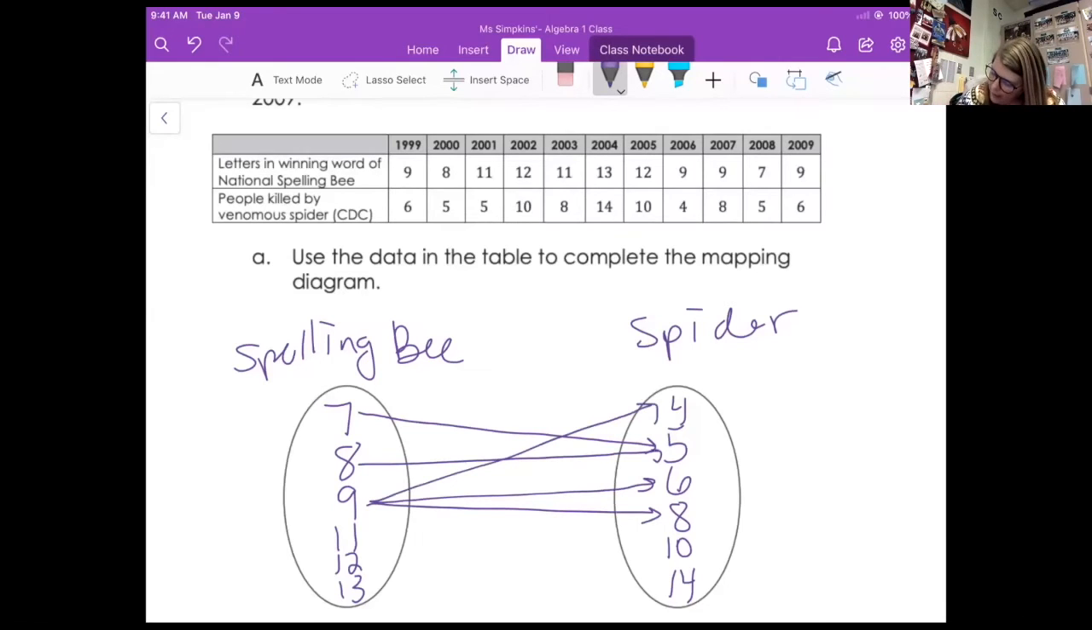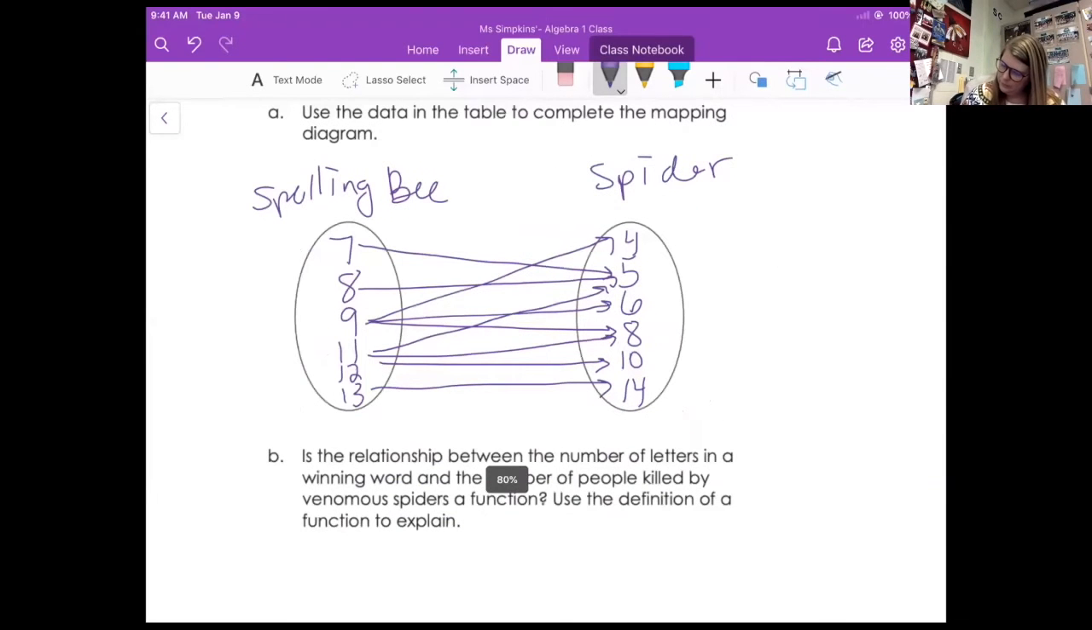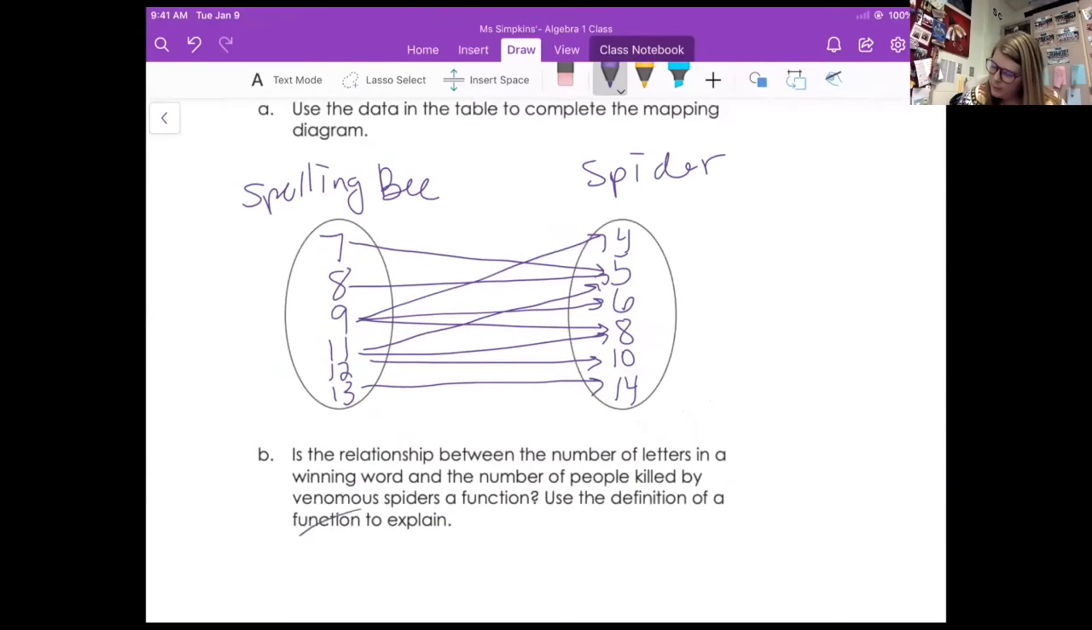11 goes with 5 and 8. 12 goes with 10, and it goes with 10 again. So we'll just draw one line there. And then 13 goes with 14. Yeah, 2004 was a bad year. Long word and a lot of people dying via spider.